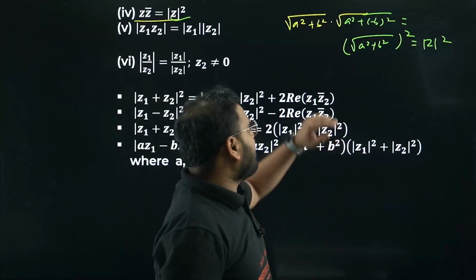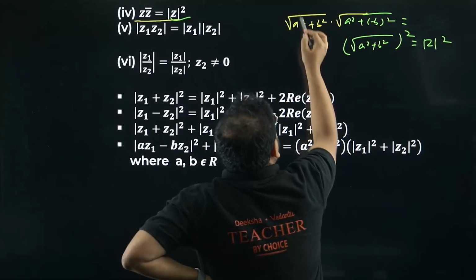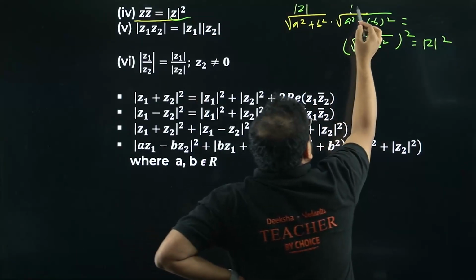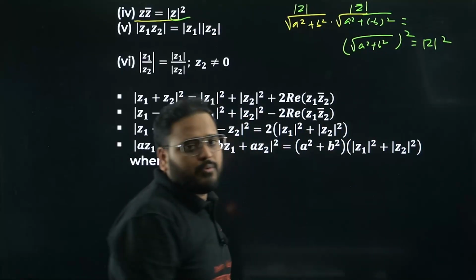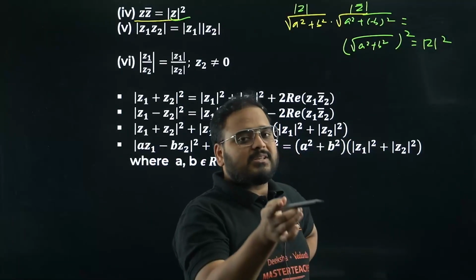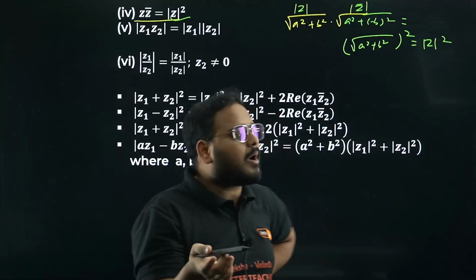Correct? This is your mod z, right? This is mod z. What is this? Mod of z bar. Yes or no? What is mod of z bar? A plus ib, right? The z bar will become the conjugate.